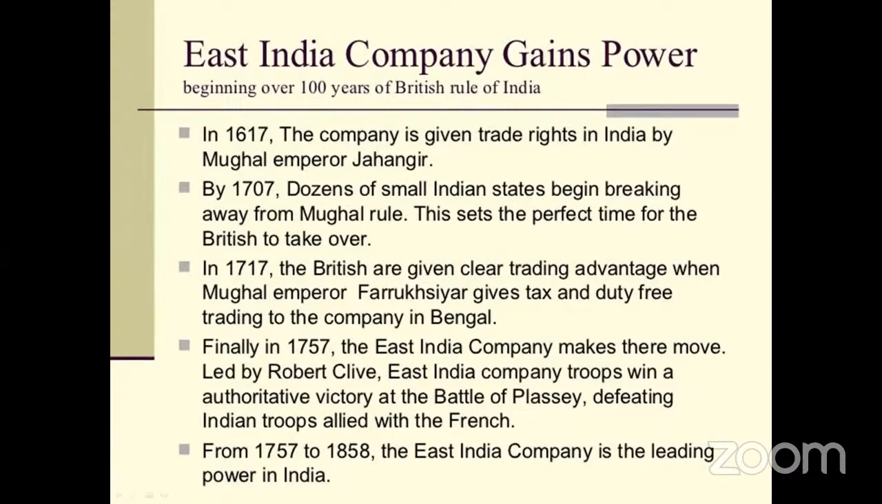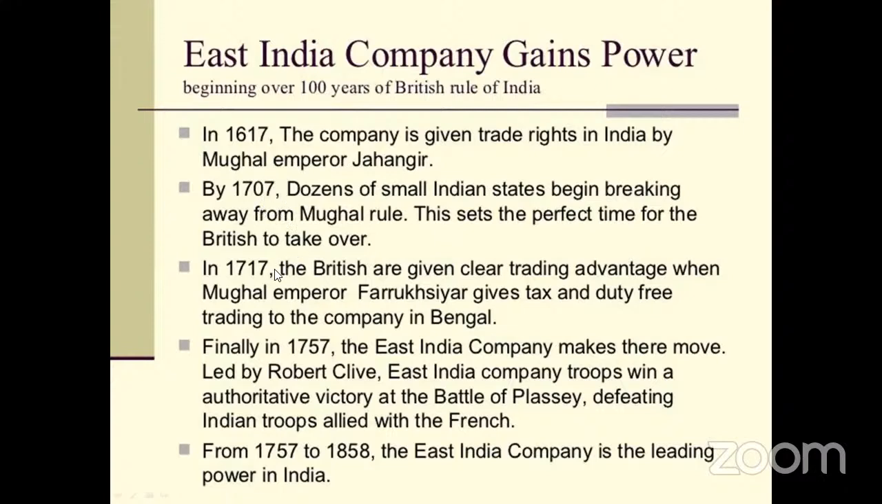So in 1617 they got permission, and by 1707, dozens of small Indian states began breaking away from the Mughal rule. This set the perfect time for the British to take over. So small states were made in India, and the Britishers started doing business in India and took over.